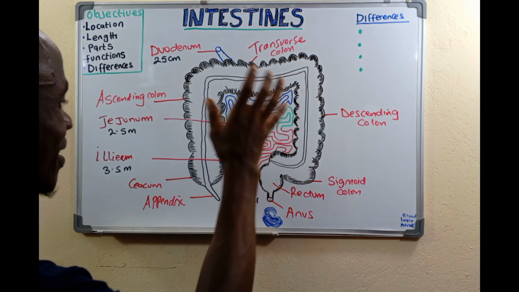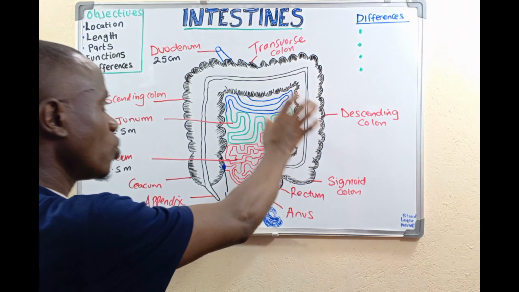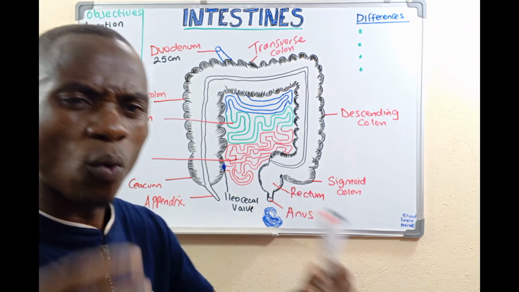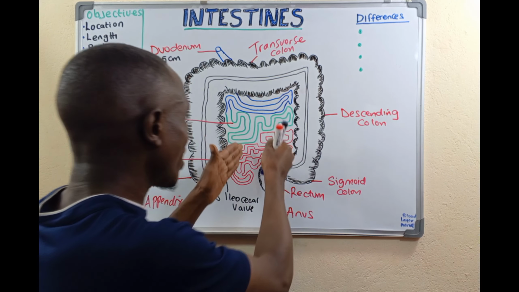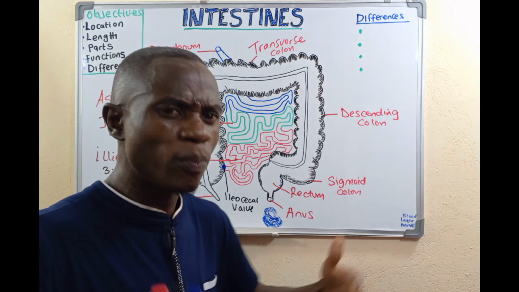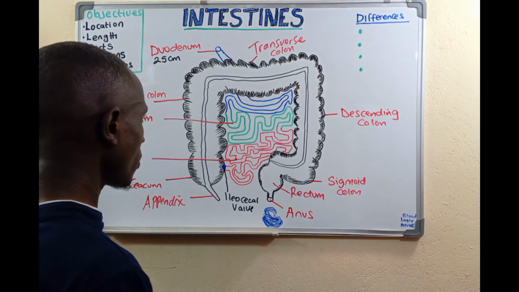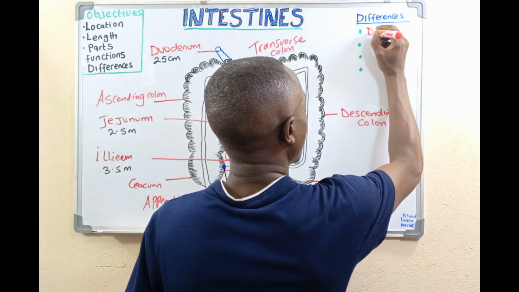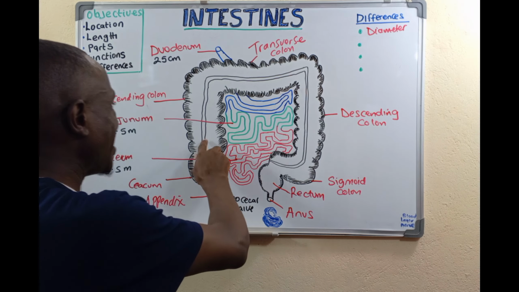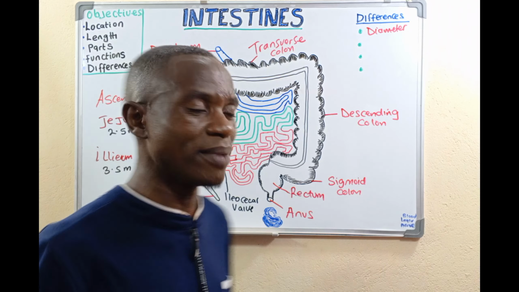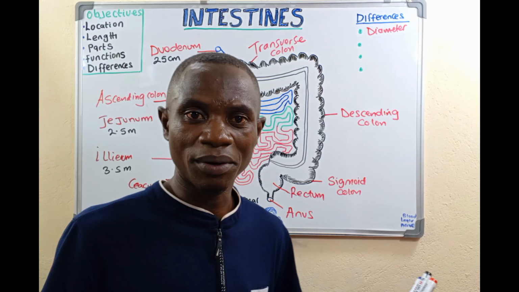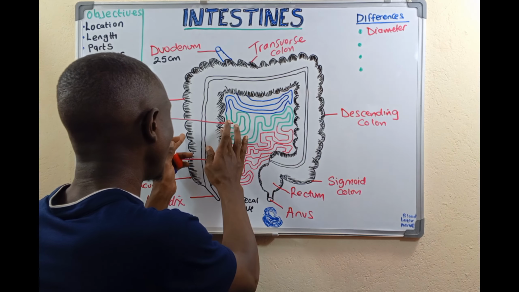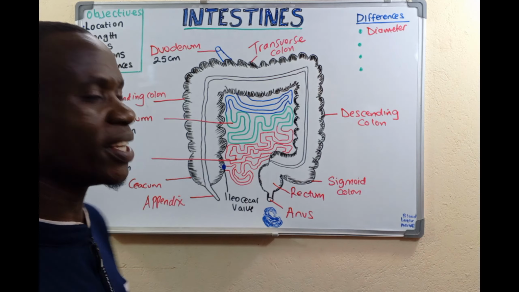So now, having looked at that, let's see the difference between the large intestine and the small intestine, because they are worth knowing. When you see this structure, the small intestine and the large intestine are very different. Now, looking at the diameter, the large intestine has a wider diameter compared to the small intestine. This can even be seen with your naked eyes from here.